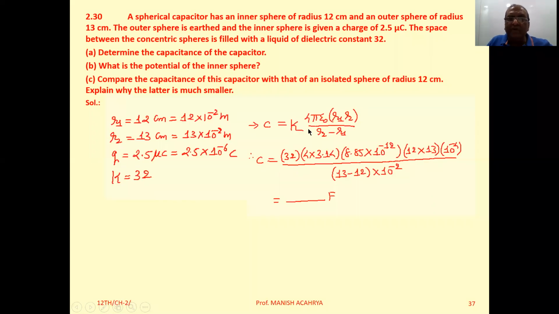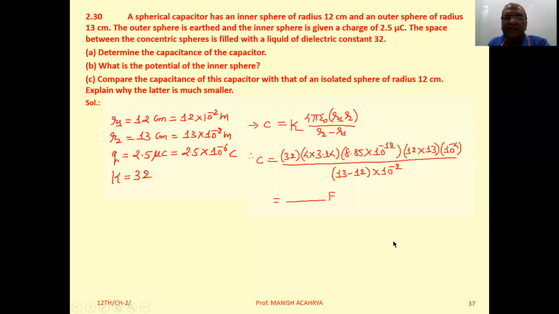K is 32, 4 pi is 3.14, epsilon 0 is 8.85 into 10 raised to minus 12, R1 R2 is 12 into 10 raised to minus 2, 13 into 10 raised to minus 2. So you will get 12 into 13 into 10 raised to minus 4. Then R2 minus R1, so 13 into 10 raised to minus 2 minus 12 into 10 raised to minus 2. Resultantly you can write 13 minus 12 into 10 raised to minus 2. Solve this one, you will get the capacitance of this capacitor. Clear up to this one?